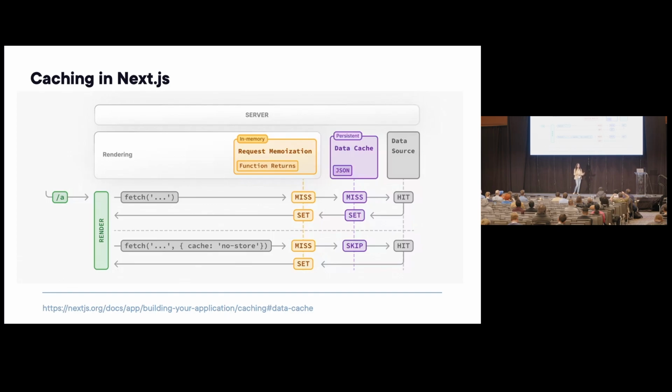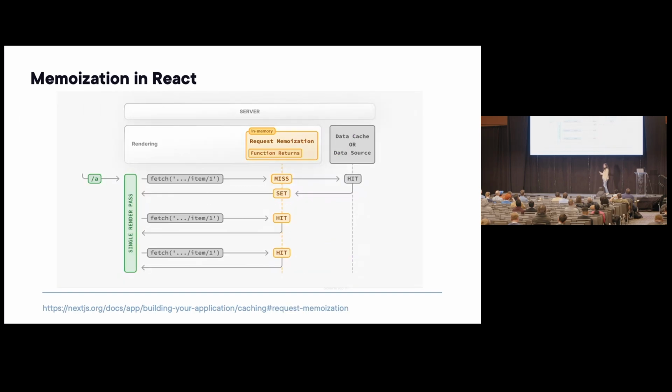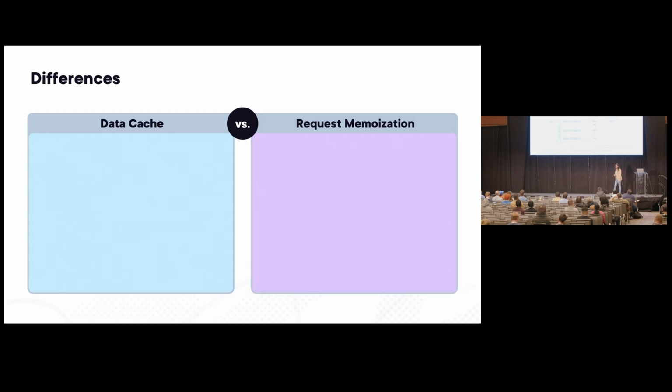For those of you who are React developers, they already know about memoization because that is not a Next.js feature. That is a React feature that comes just out of the box. Memoization in React happens all the time, and it works the same way, except it does not persist across deployments. Instead, it persists across a single render pass. So let's take a look at how that would work.